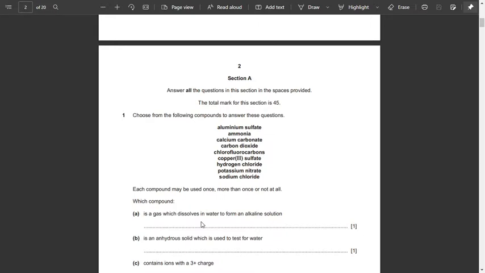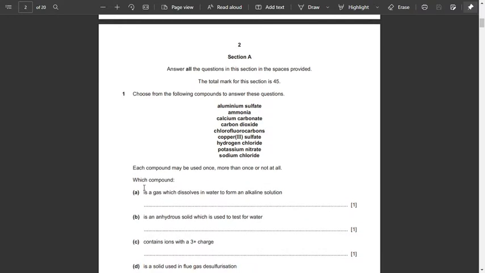Question 1 part A says, which compound is a gas that dissolves in water to form an alkaline solution? Also we missed this: the compound may be used once, more than once, or not at all. So let's get started. A compound that is a gas which dissolves in water to form an alkaline solution. There's mainly one gas which we dissolve in water that forms an alkaline solution, which is ammonia. It's a fact that we have been studying since the beginning of our chemistry classes. So it's no doubt ammonia, which is over here in the list.